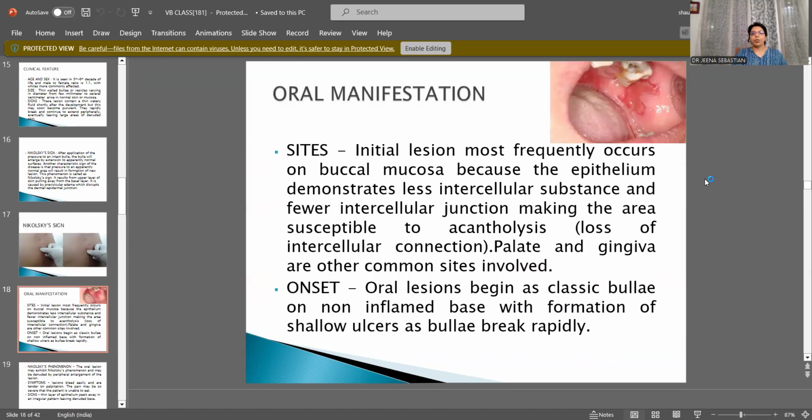So what are the sites? The initial lesion most frequently occurs on the buccal mucosa because the epithelium demonstrates less intercellular substance and fewer intercellular junctions. That makes the area more susceptible to acantholysis, that is the loss of intercellular connection. The palate and gingiva are other common sites involved. The oral lesions begin as classical bullae on a non-inflamed base, with the formation of shallow ulcers as the bullae break rapidly. So usually the patient presents with a symptom of an ulcer rather than a bulla.